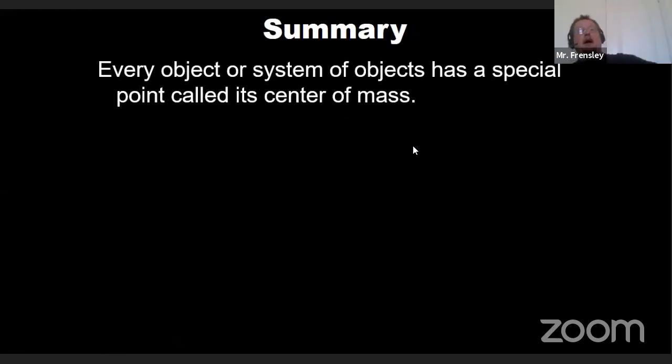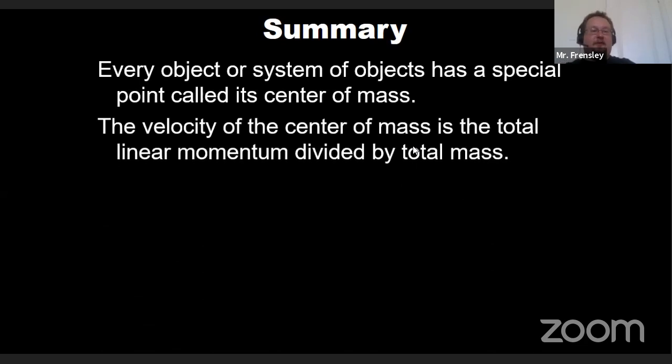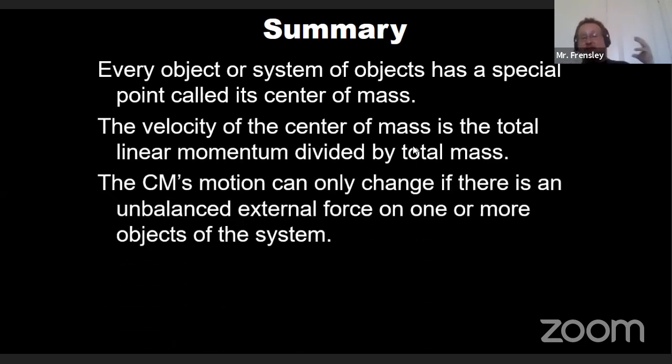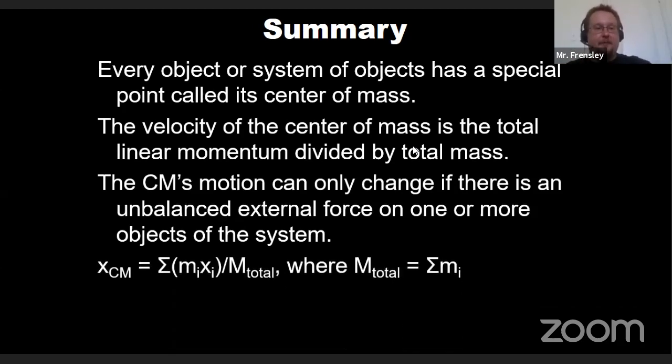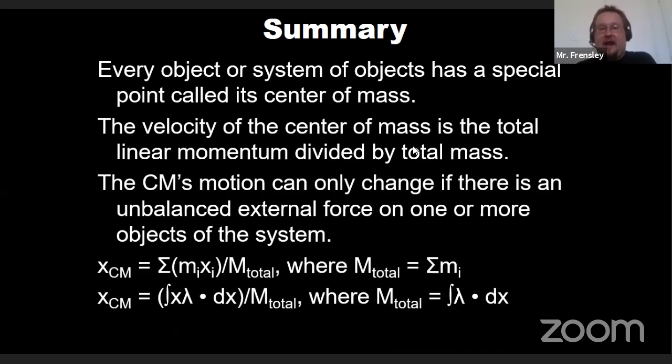Okay, so every object or system has a special point called the center of mass. The velocity of the center of mass is total momentum over total mass. The center of mass's motion can only change if there's an unbalanced external force on the system. And here's your equation for the center of mass location, from individual objects and from a continuous object that has density.